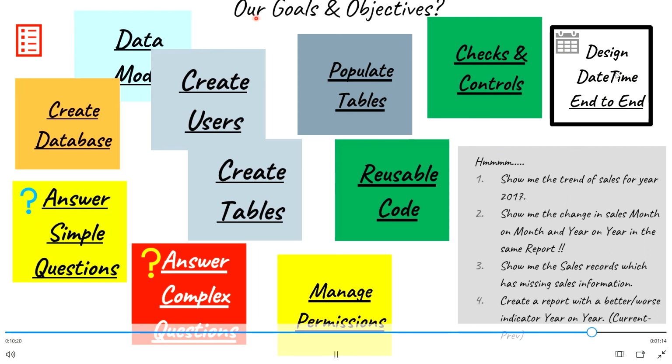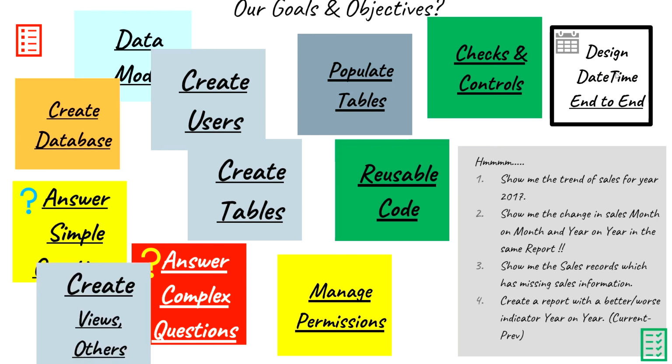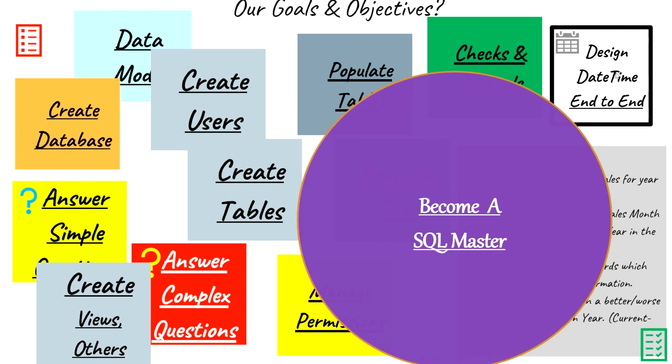So that's it. When you know how to create a data model, design a database, create your users, create objects such as tables, views, etc., reusable code, checks and controls, populating the tables, answering simple questions and complex questions, you're actually going to become an SQL master, and that's our real goal here. Once you get familiar with all those things, and once you get confident with all the hands-on exercises, this is our ultimate goal, to become an SQL master.